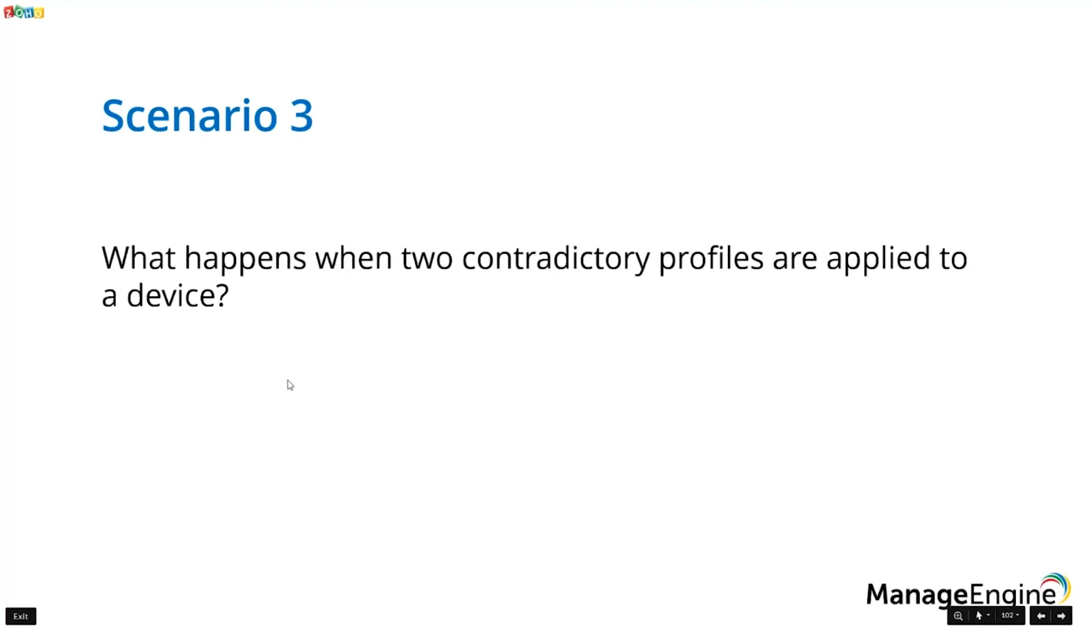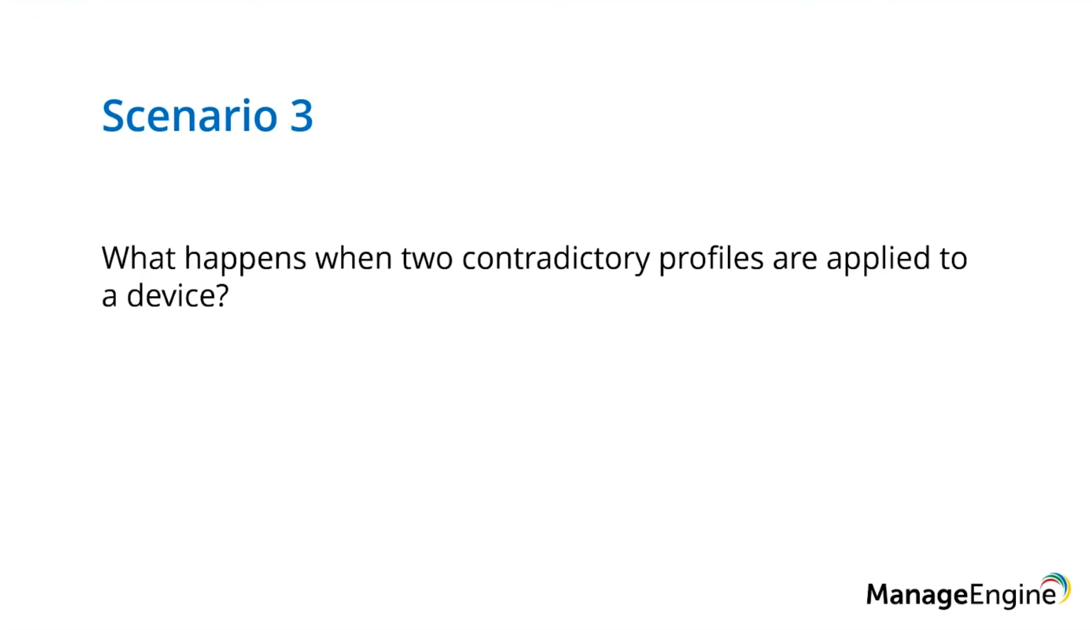And what will happen when two contradictory profiles are applied? Like say, in one profile, the camera option is allowed. Another profile, the camera option is disabled. How does the device behave for this? So it's all subjective to change based on the operating system. Let's take for Apple devices, the most strict policy will override.